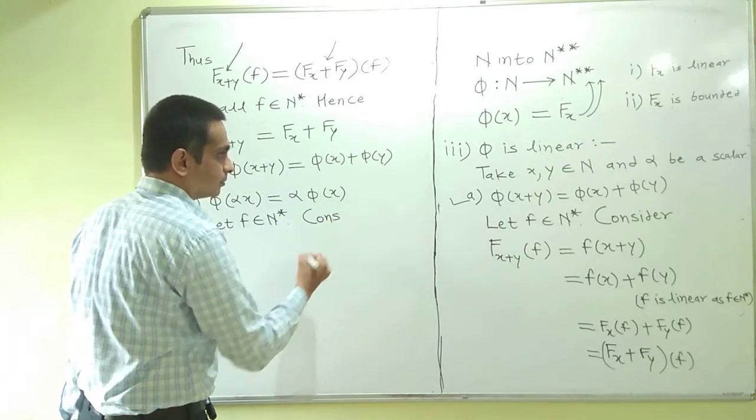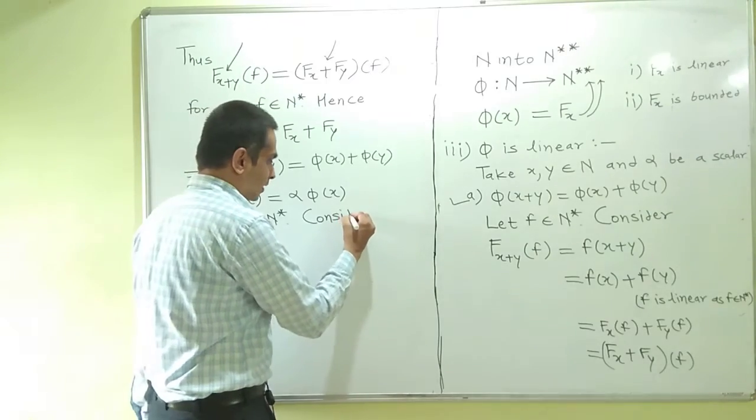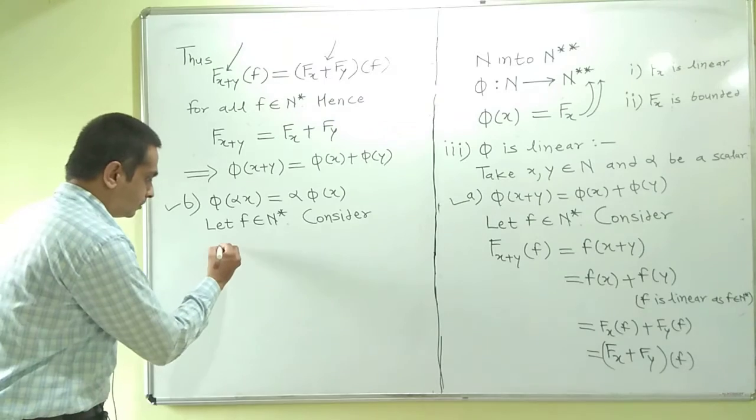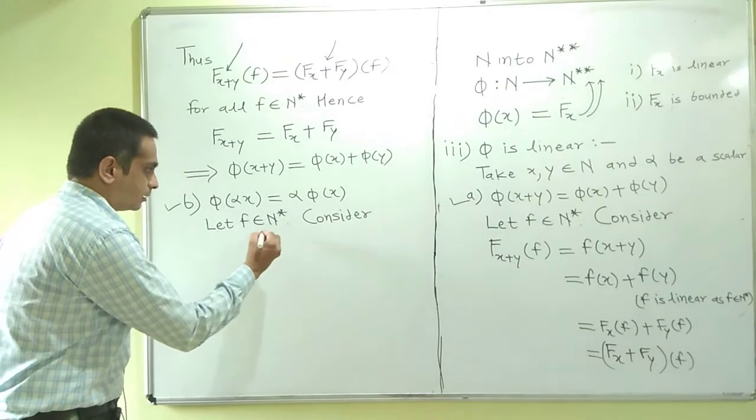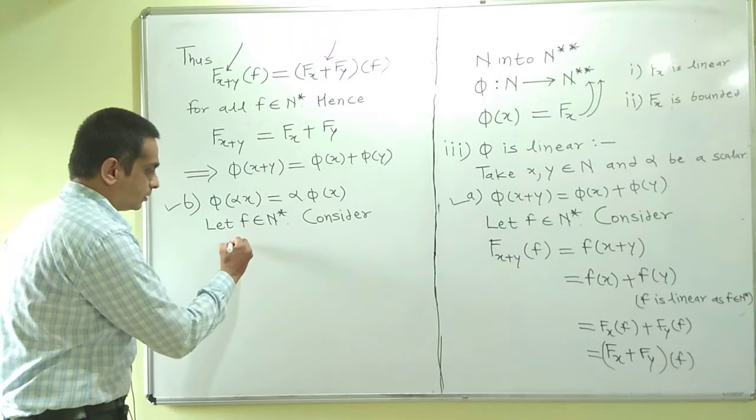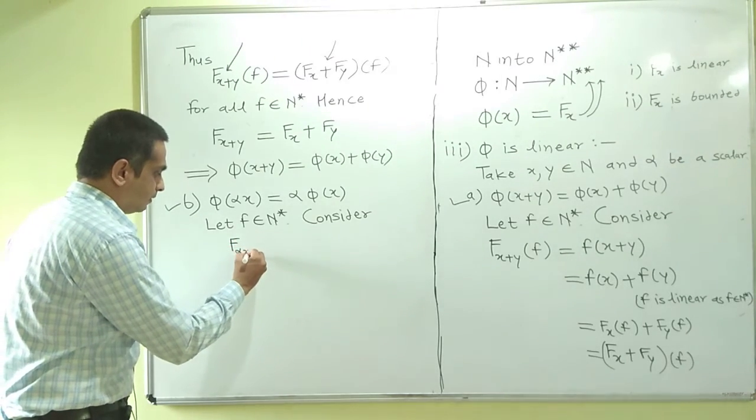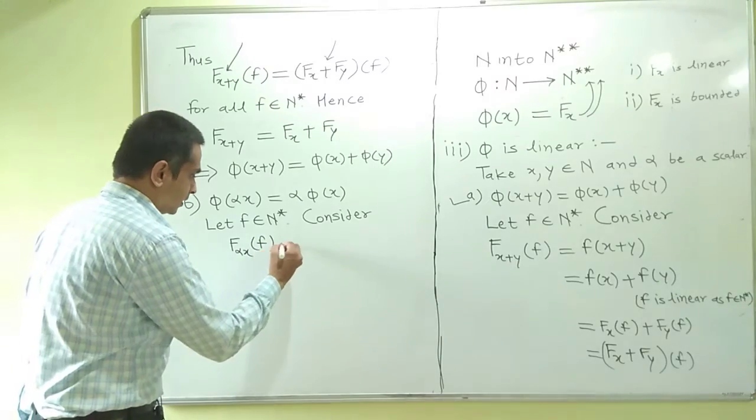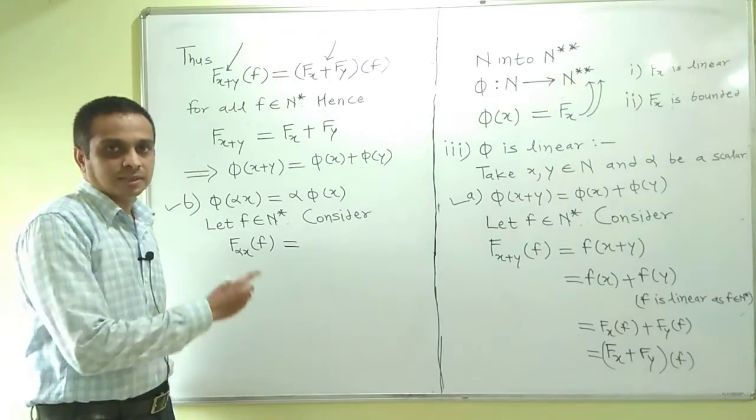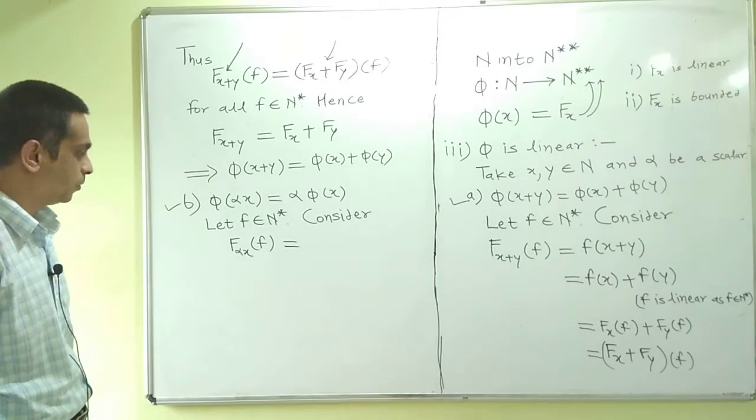Consider, for scalar alpha, f of alpha x f. Same idea we are going to use. Two functions are equal if they have same values at all points.